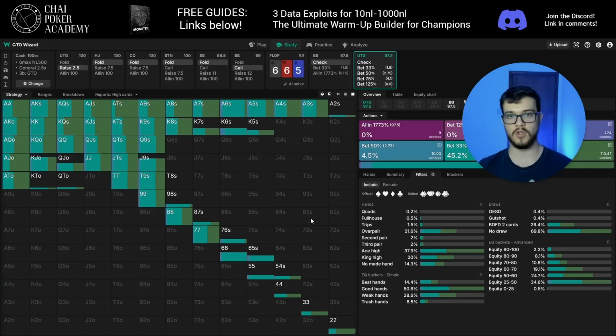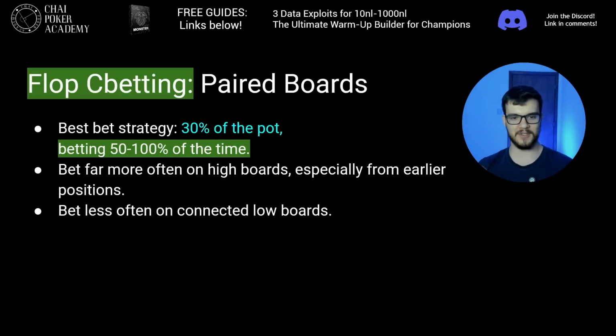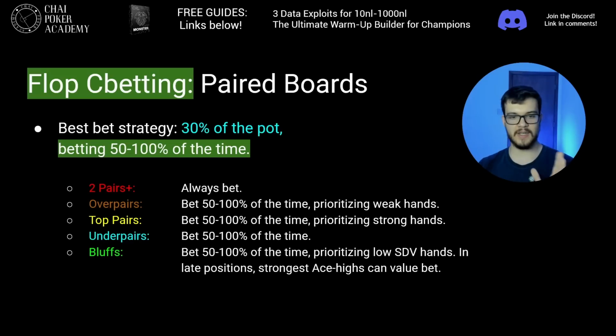So therefore, we're just using a small bet size with our range. I realize that I just talked about this point. We are betting less often on connected low boards, even from late positions. And let's just look at all the hand classes at once, because they really do vary depending on those factors.